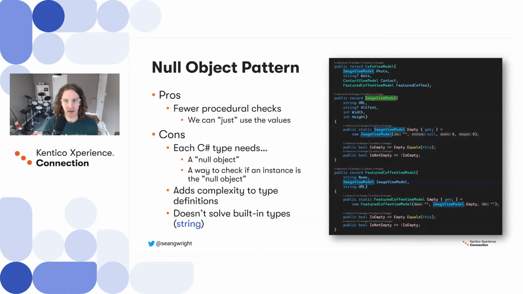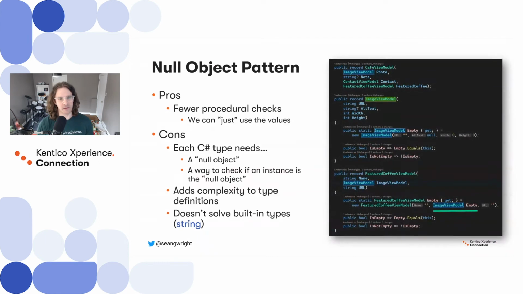Cons? Well, every C# type that we want to follow the null object pattern needs a null object, and it needs a way to check to see if it's a null instance. It adds complexity to the type definitions, and we can see that here. There's lots of additional code noise in our types that are just supposed to be modeling our content type. The null object pattern also doesn't solve built-in types like string, because we can't create a null object instance of a string. So here you can see that the featured coffee view model has an empty instance, which can also use the empty image view model as its instance.